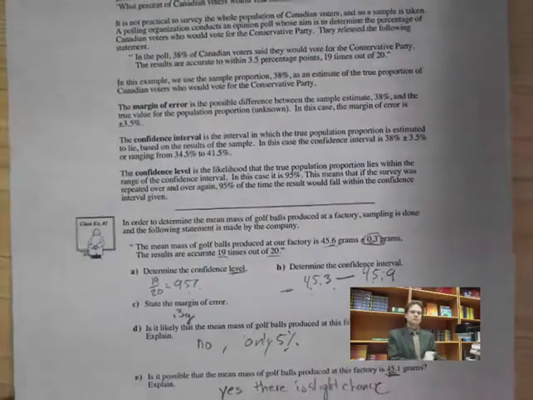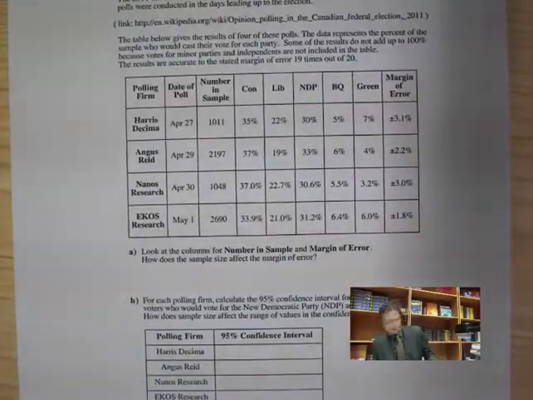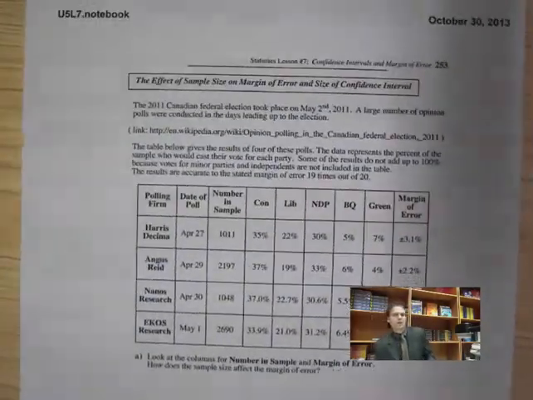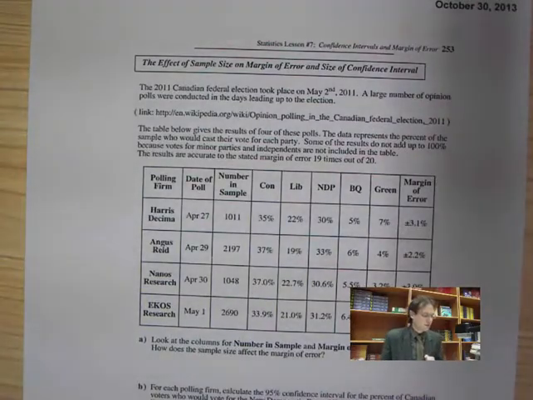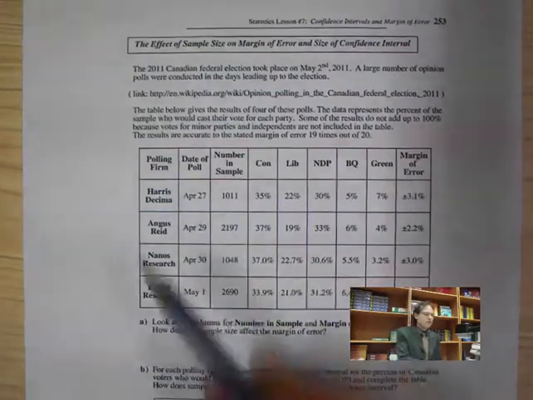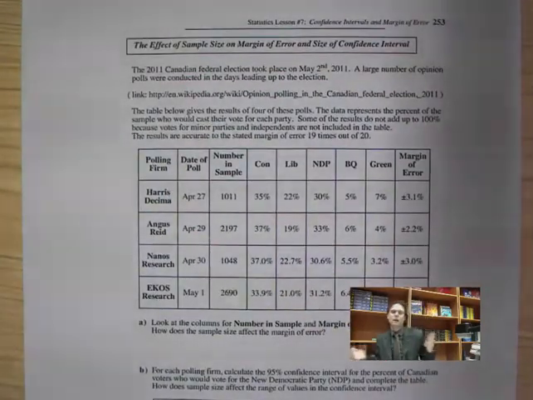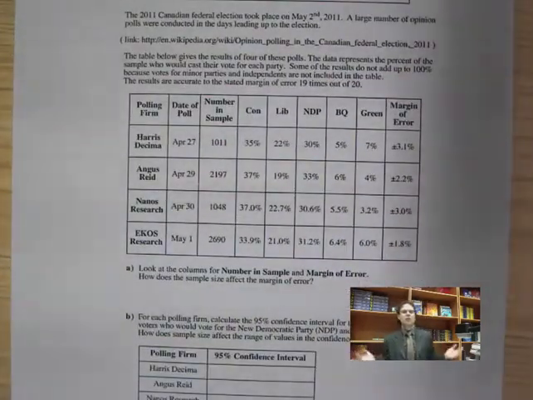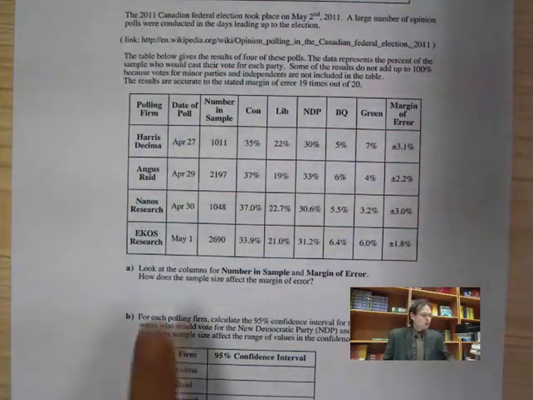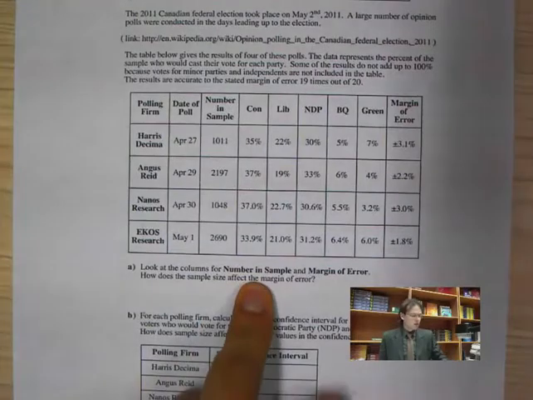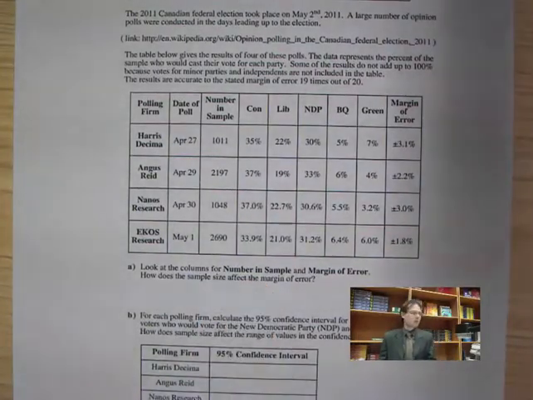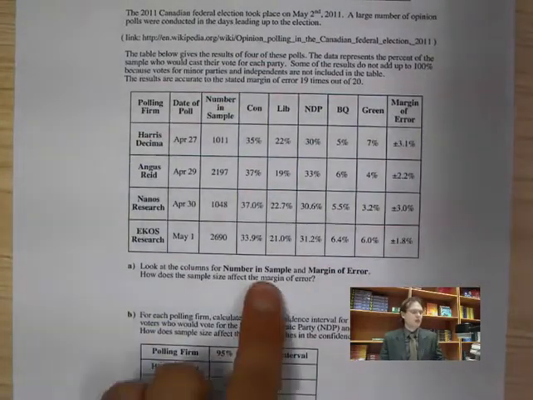Okay? There we go. So the next part here just explores certain things. It's going by an election, and we have different companies saying who's winning and why, what their margin of error is, and which way they think the vote will go. So we look at the columns for the sample size and the margin of error. How does the sample size affect the margin of error?